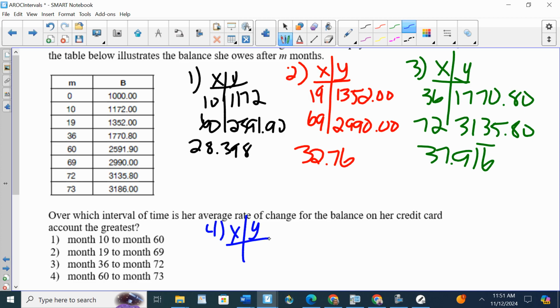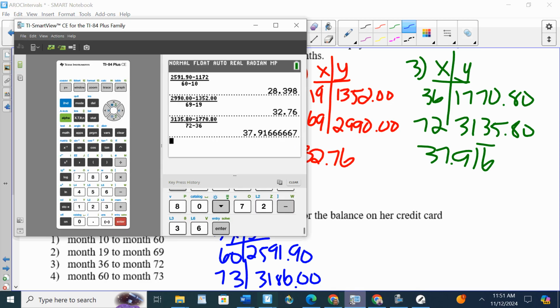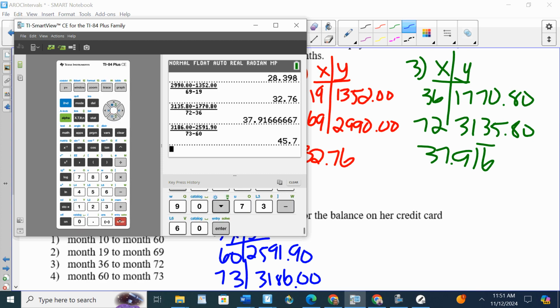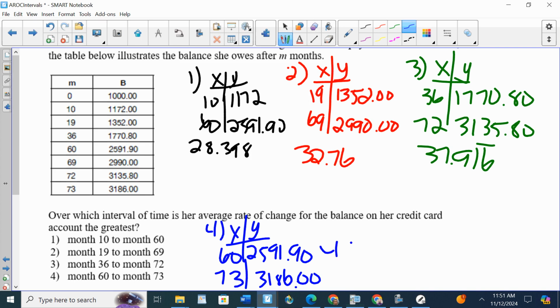Choice 4 is 60 to 73. 60 is 2591.90. 73 is 3186.00. Bottom minus top, 3186.00 minus 2591.90. I know this is tedious. Over 73 minus 60. I got 45.7.